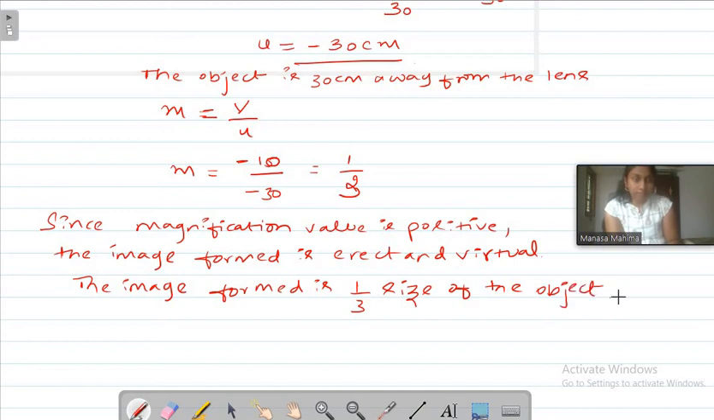Okay, like this we have to conclude. After writing the answer, we have to conclude. Okay, for this also you will get the marks. If you want to score full marks, you have to write each sentence.